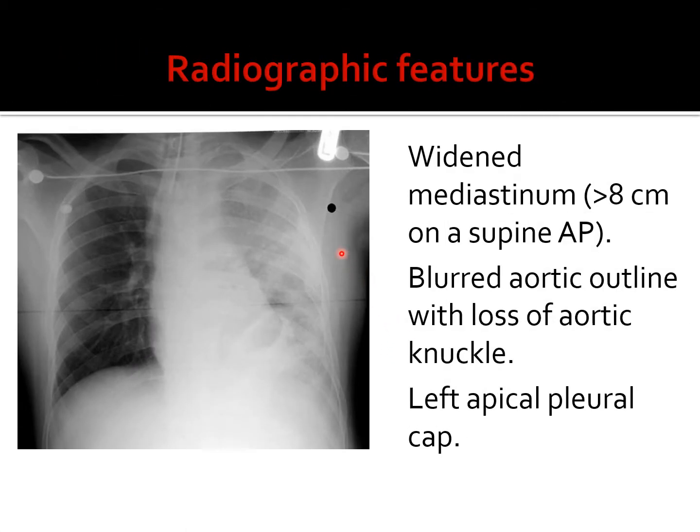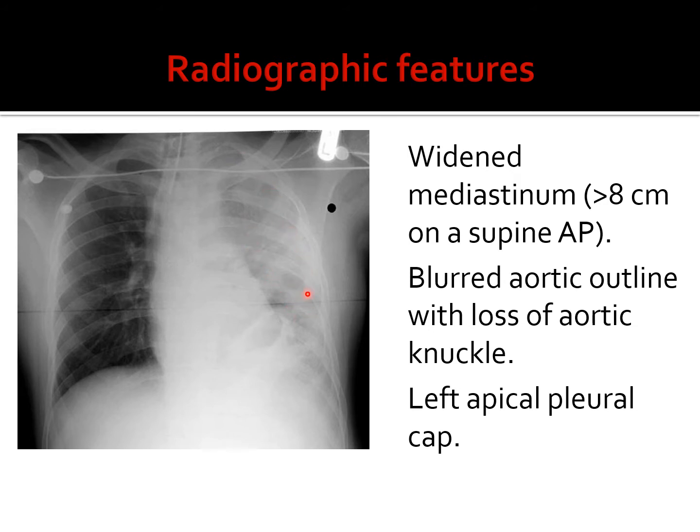This is a radiographic finding that our patient had when he went to the emergency room. There is a widened mediastinum, which is greater than 8 centimeters on a supine AP view. There is a blurred aortic knuckle, or loss of the aortic knuckle, secondary to bleeding. And the left apical pleural cap is very important also, as it indicates blood in the left hemithorax.